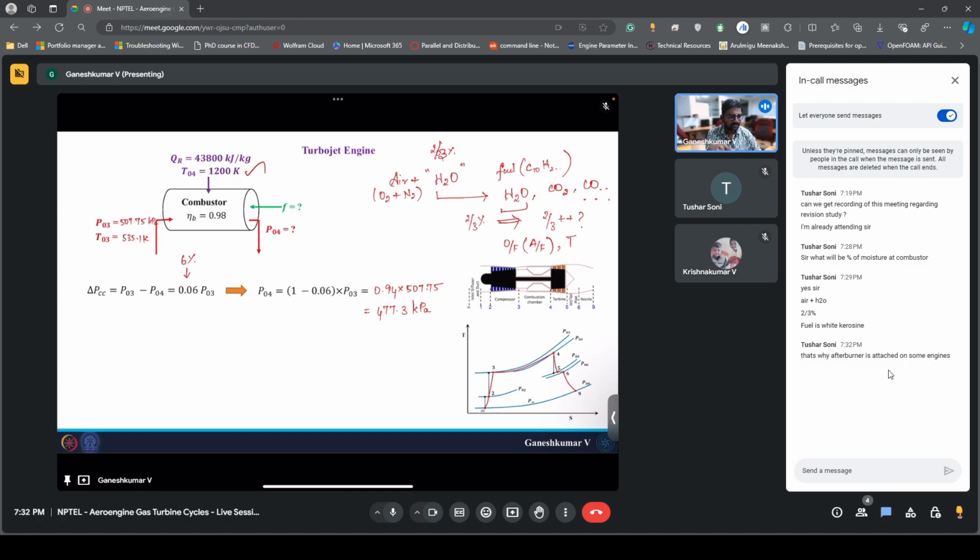So that is why an afterburner is attached on some engines. Afterburner is actually not attached to reduce moisture content. Is that your question? Because of moisture content, are we adding an afterburner? Is that your question?